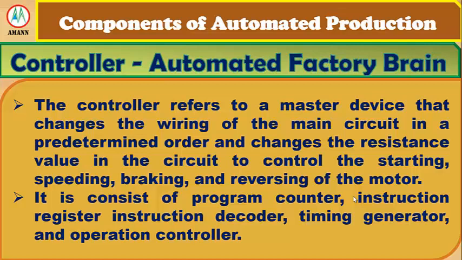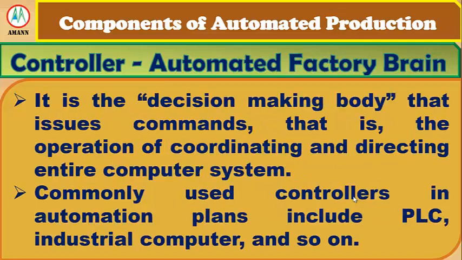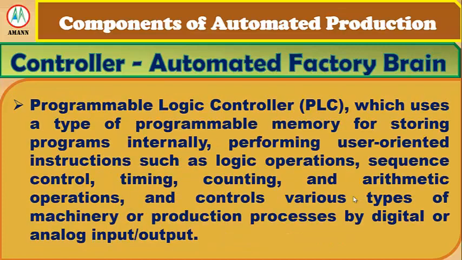It consists of program counter, instruction register, instruction decoder, timing generator, and operation controller. It is the decision-making body that issues commands, that is, the operation of coordinating and directing entire computer system. Commonly used controllers in automation plants include PLC, industrial computer, and so on.